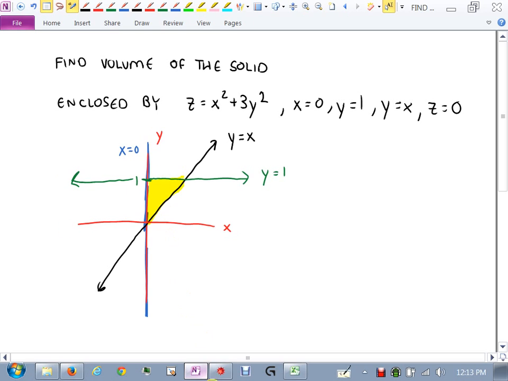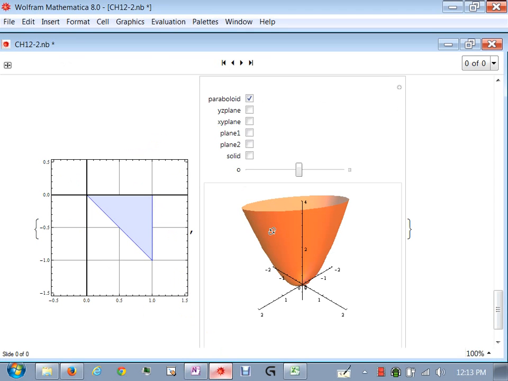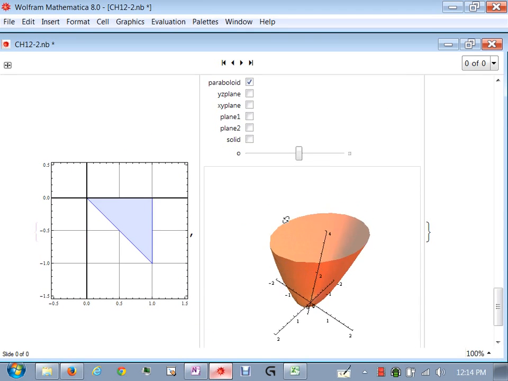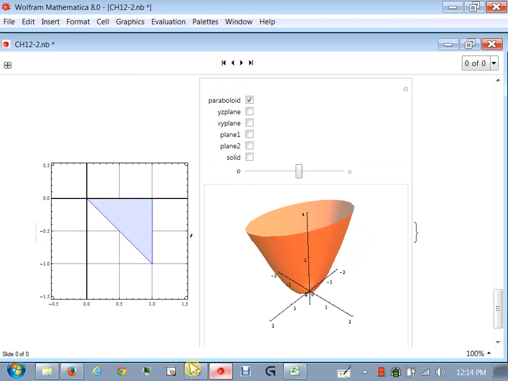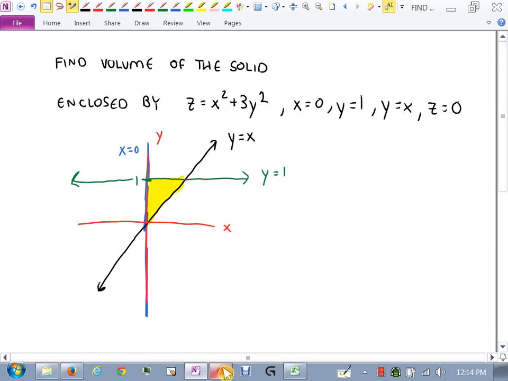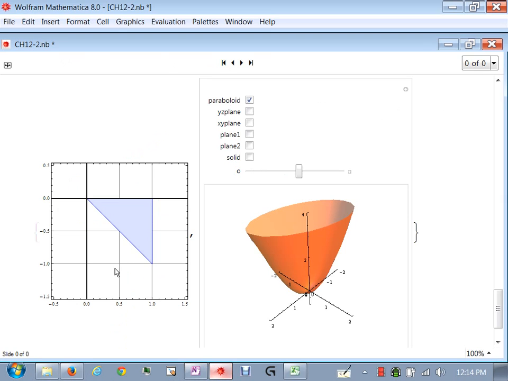It becomes difficult to visualize, which is why I try and put this together. Here's our paraboloid. Was that our region on the ground? Why does my region look like that?